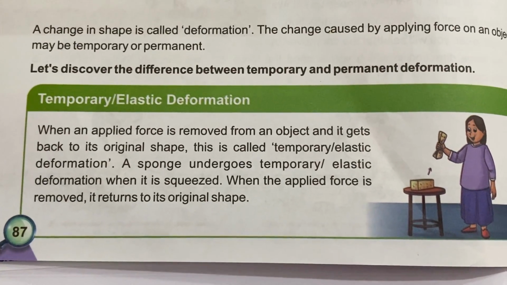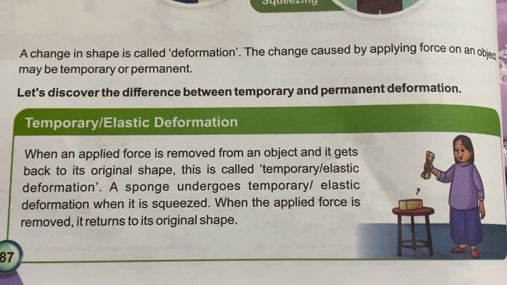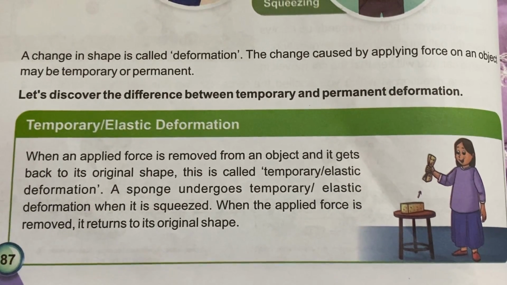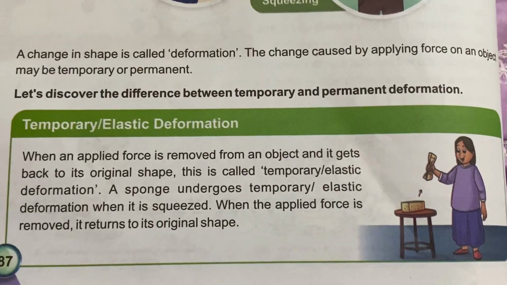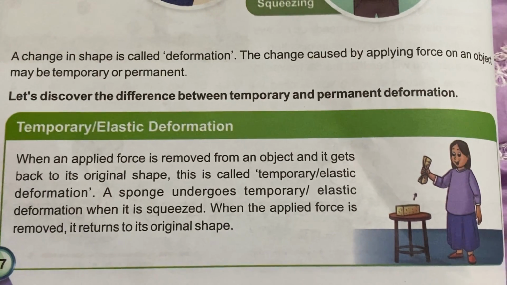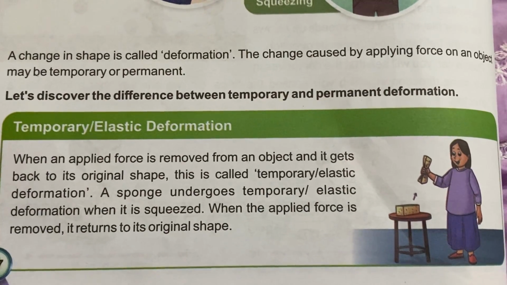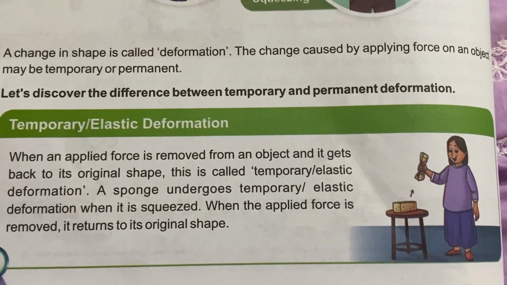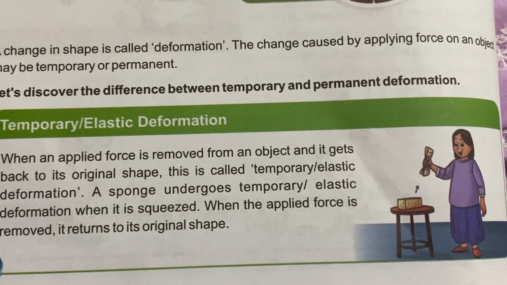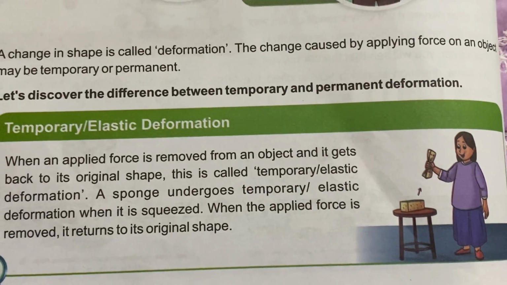Temporary elastic deformation. When an applied force is removed from an object and it gets back to its original shape, it is called temporary elastic deformation. A sponge undergoes temporary elastic deformation when it is squeezed. When the applied force is removed, it returns to its original shape.